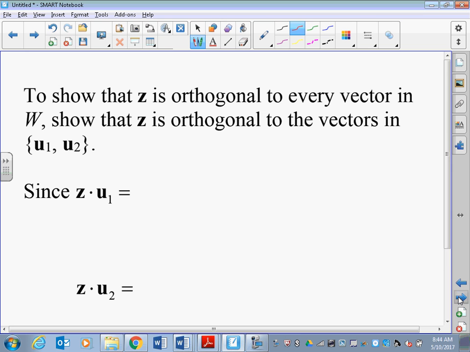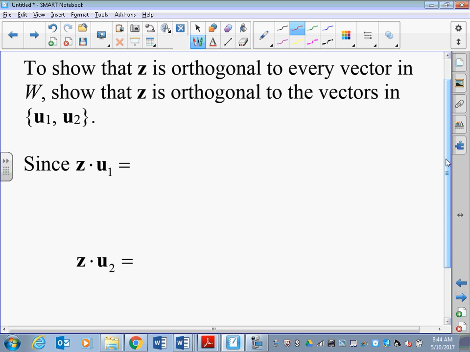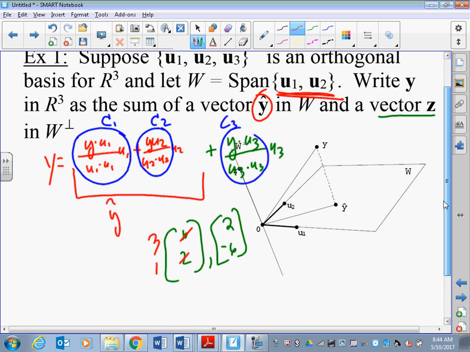Show that z is orthogonal to every vector in W. To show that, we need to show that z is orthogonal to the vectors in U1 and U2. So actually we need to go back. I just want to clean that up a little bit.